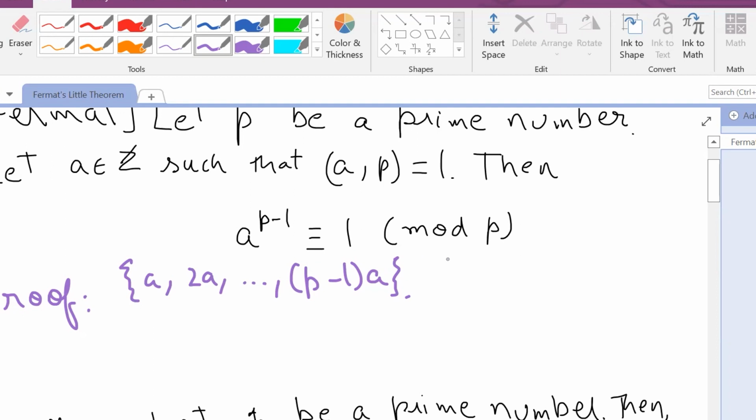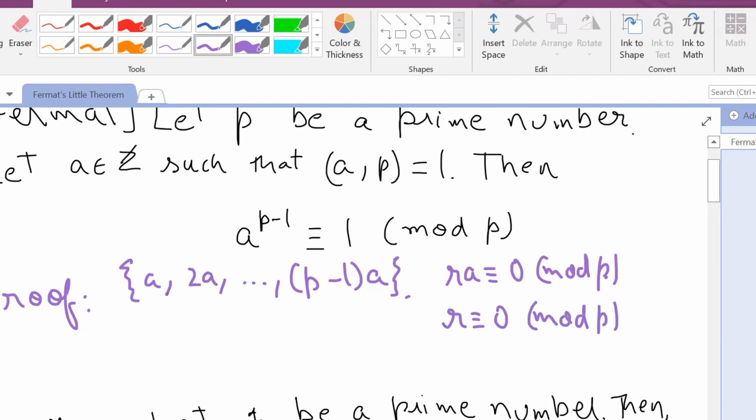What happens if it did? Well, suppose RA is congruent to 0 mod P. Then, because GCD of A and P is 1, R is congruent to 0 mod P. But because R belongs to the set 1 to P minus 1, R would have to be equal to 0 because it is strictly less than P. That is a contradiction, simply because 0 does not belong to this set. Therefore, this never happens. Similarly, we always have distinct remainders when we divide each of these elements by P.